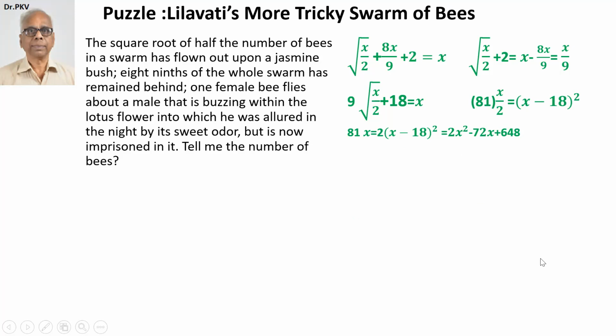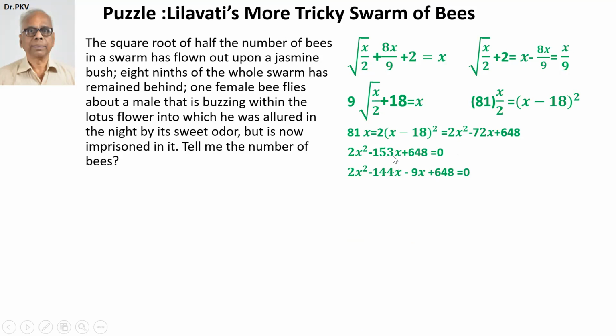This is the beauty of this. Now, bring this 81X to the other side and make it an equation. One side becomes 0. You get 2X squared minus 153X, because 81 comes to this side and adds to the 72, so it becomes minus 153X plus 648 equal to 0. Now, we can factorize this 153 as 144 and 9 because 2 into 648 is 1296. So 144 into 9 is 1296.